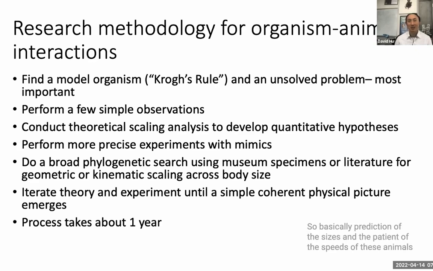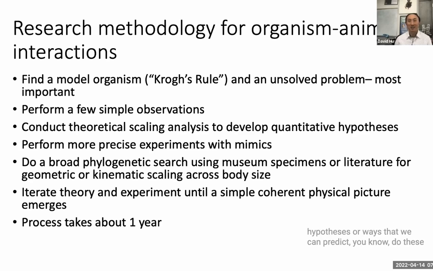So basically prediction of the sizes and the prediction of the speeds of these animals as a function of body size, and how they can help us develop these quantitative hypotheses, or ways that we can predict: do these things get faster or slower as they get bigger or smaller? And then the rest is a process of iteration.